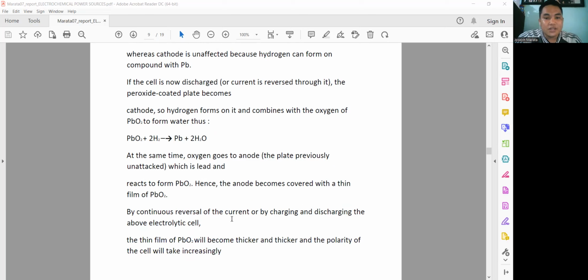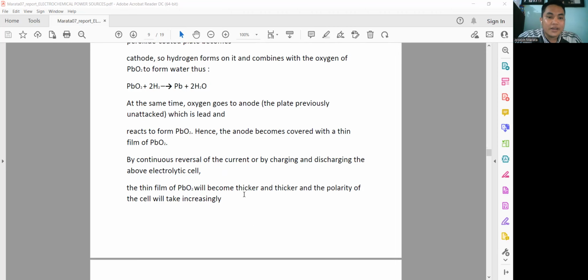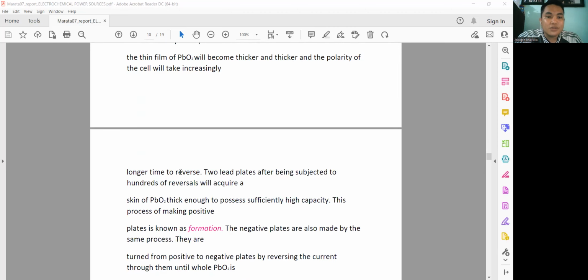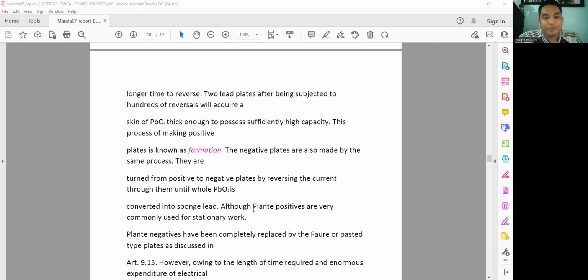By continuous reversal of the current, or by charging and discharging the above electrolytic cell, the thin film of lead oxide will become thicker and thicker, and the cell will take increasingly longer time to reverse polarity. Two lead plates, after being subjected to hundreds of reversals, will acquire a skin of lead oxide thick enough to possess sufficiently high capacity. This process of making positive plates is known as formation.